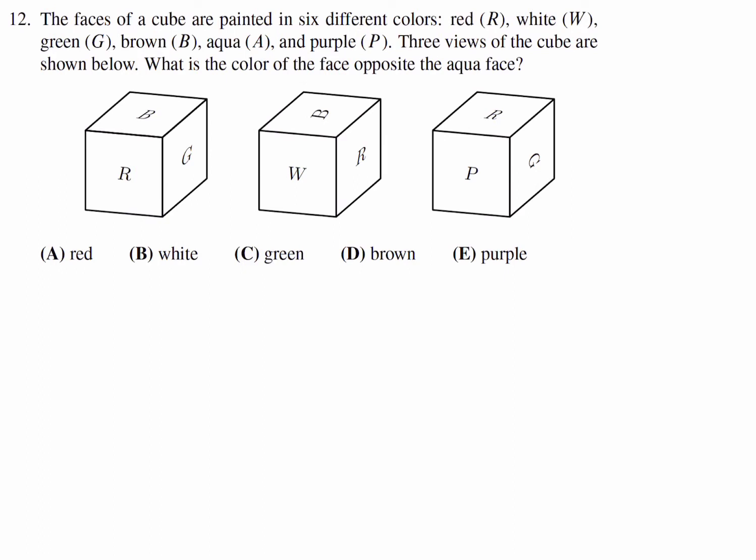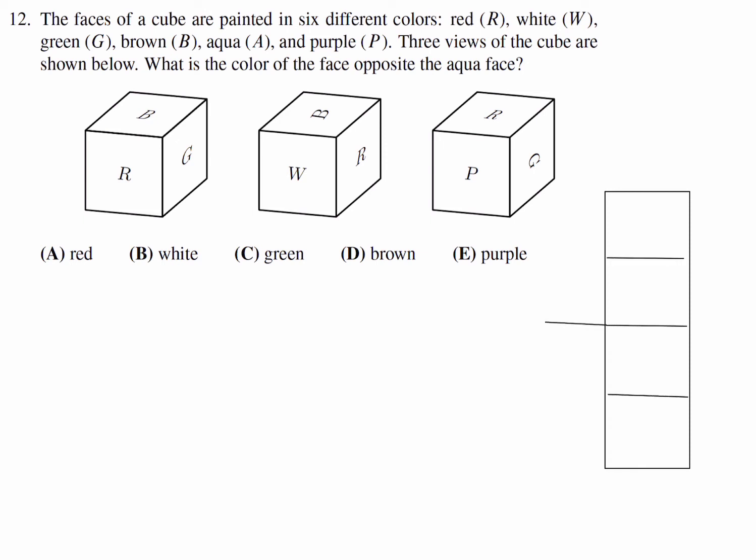The faces of a cube are painted in 6 different colors: red, white, green, brown, aqua, and purple. The 3 views of the cube are shown below. What is the color of the face opposite the aqua face? There's a really nice way of looking at cubes, and I'll draw it for you. Basically, you are separating the cube into sort of a flat surface like this, and that will give you a relatively decent idea of how the colors are going to be placed.